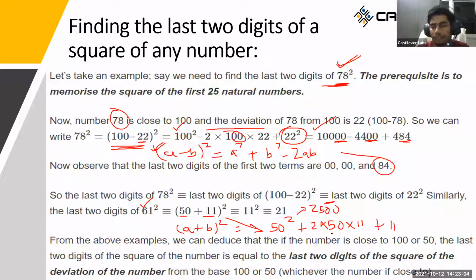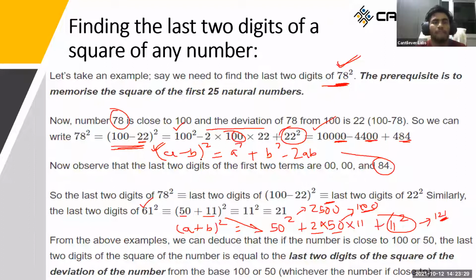And here we have 50 multiplied by 2, which is essentially 100. So the last 2 digits again are 0, 0. So we'll just have to solve this value, 11 square, which would be 121. And the last 2 digits we can calculate easily as 21. So for every number you can think of, you can find the last two digits of the square using this formula.